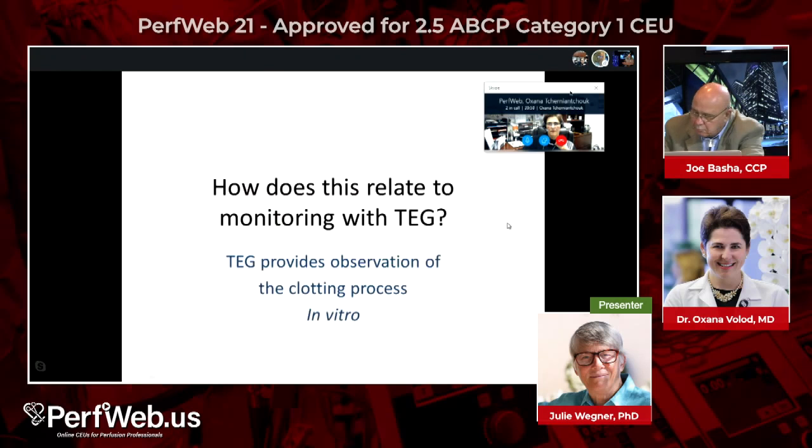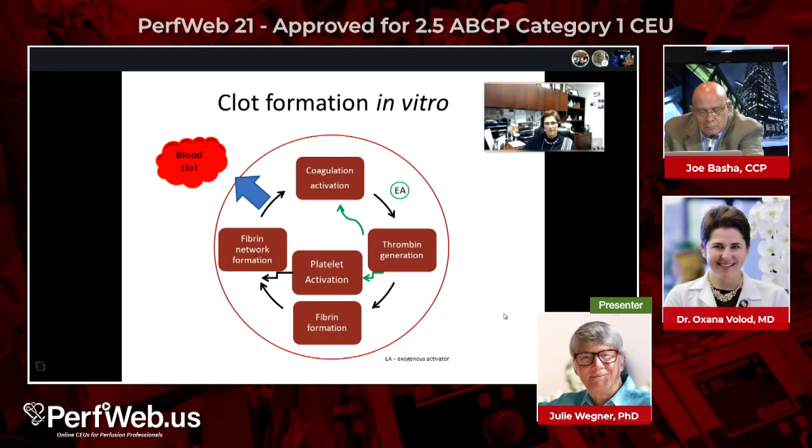All right. So how does all this relate to monitoring with TEG, and why do I even bring it up? Well, first of all, the TEG provides observation of the entire clotting process in vitro. And this is again a cartoon, showing what's going on slightly differently in vitro. In vitro, we activate the coagulation cascades by adding an exogenous activator, which can be tissue factor for the extrinsic pathway or kaolin for the intrinsic pathway.